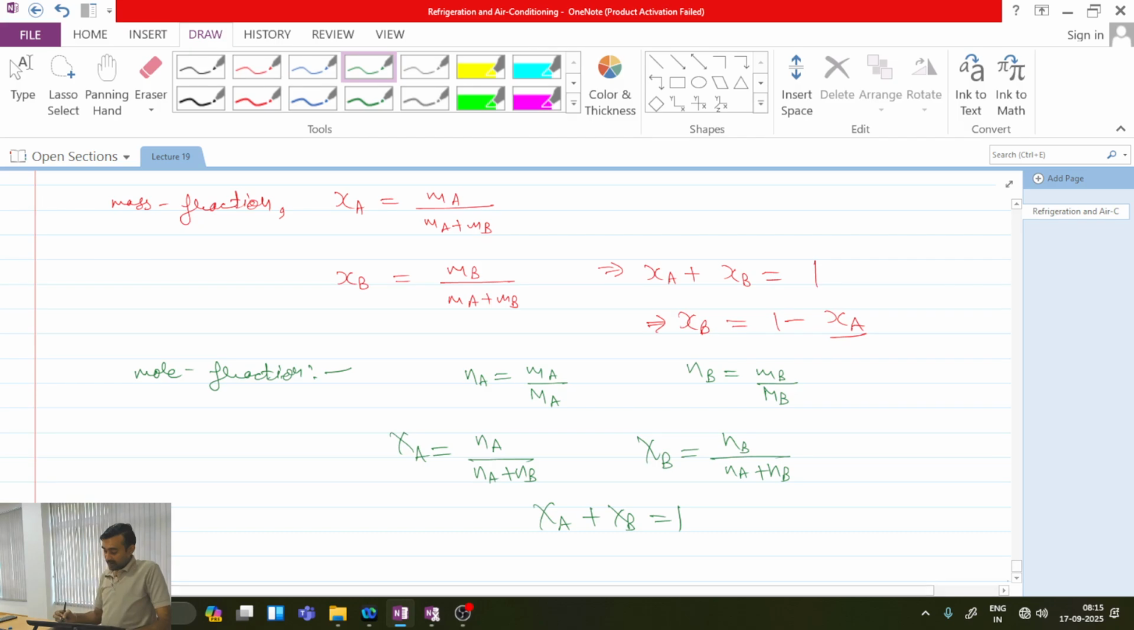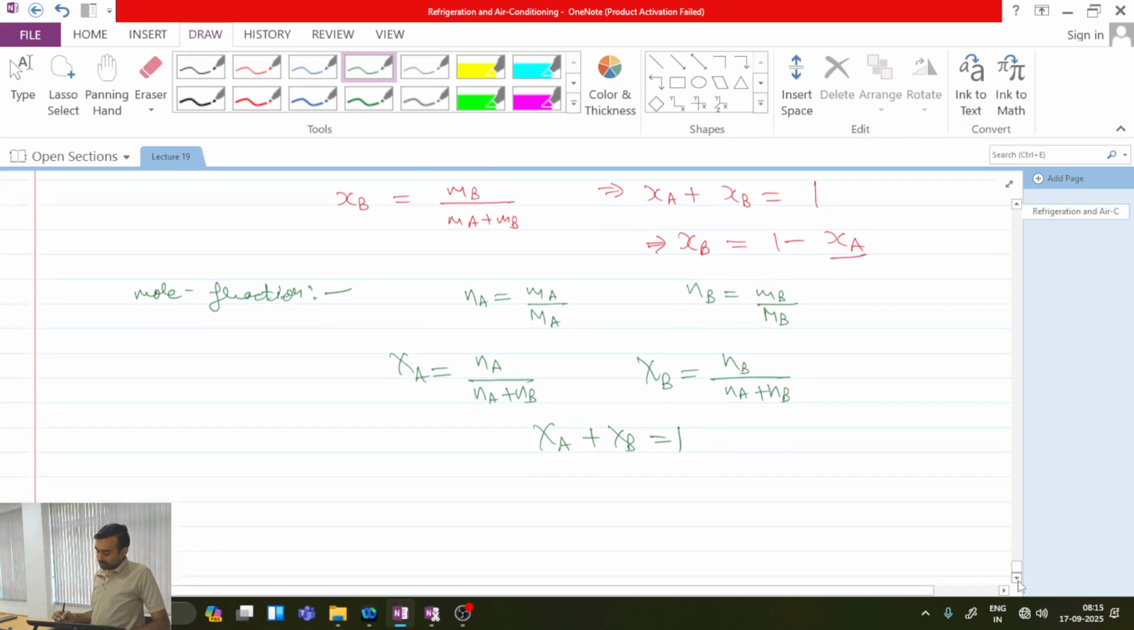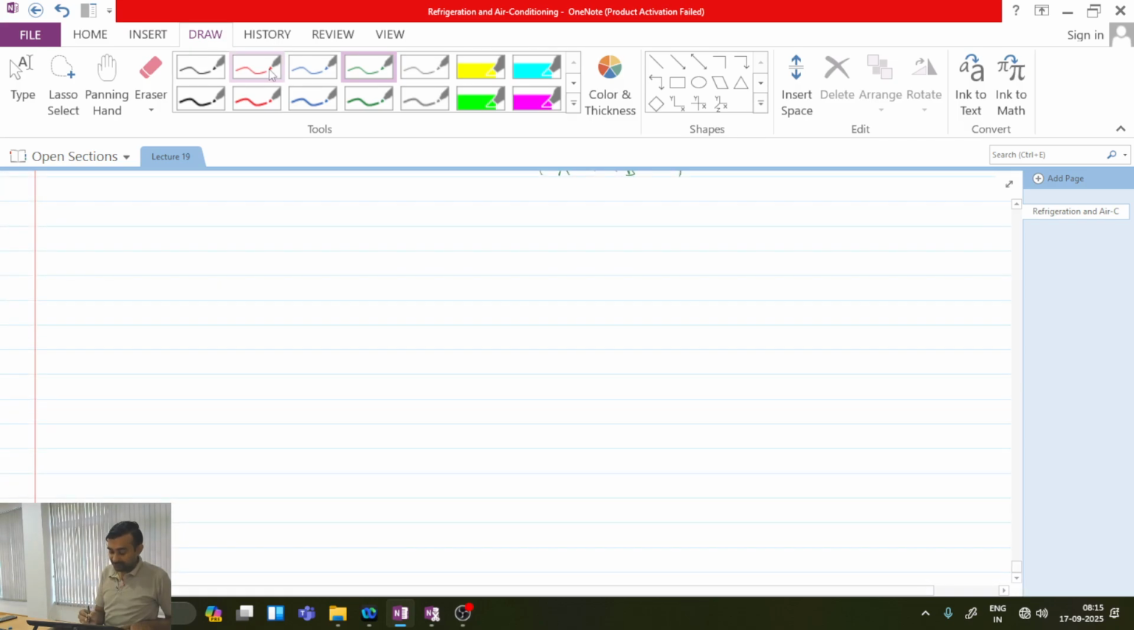Now let us start with one very important law which will be very useful for constructing the property relations for the ideal mixtures. That particular law is called Raoult's law. So does any one of you know what Raoult's law says?